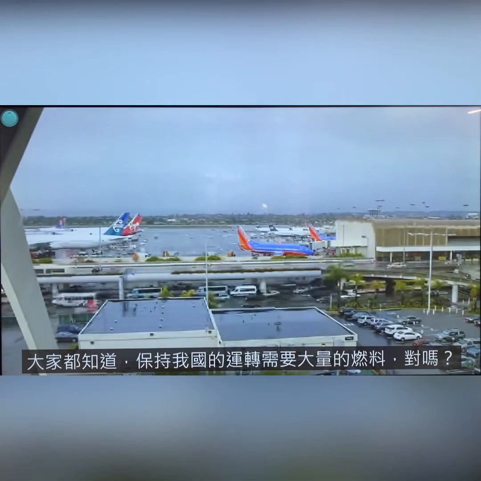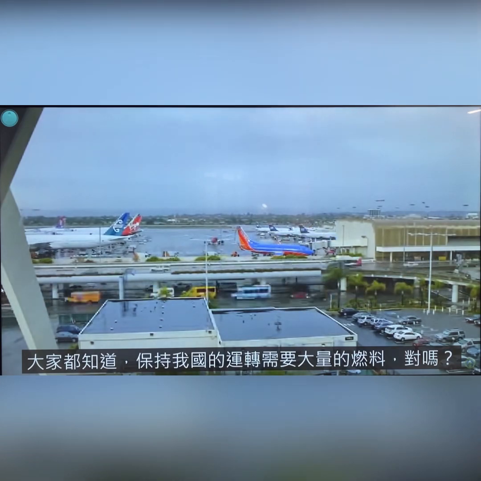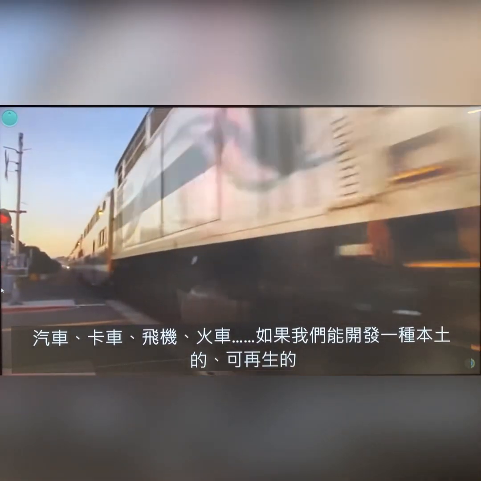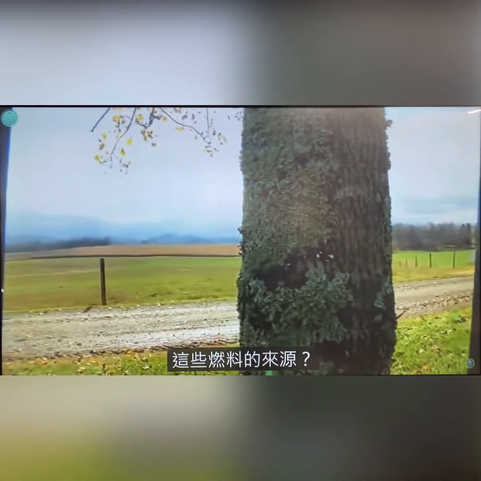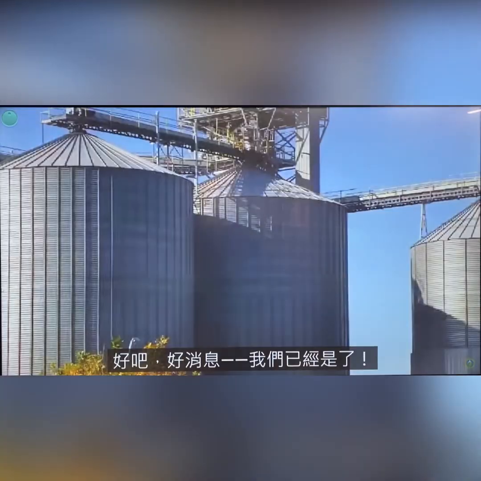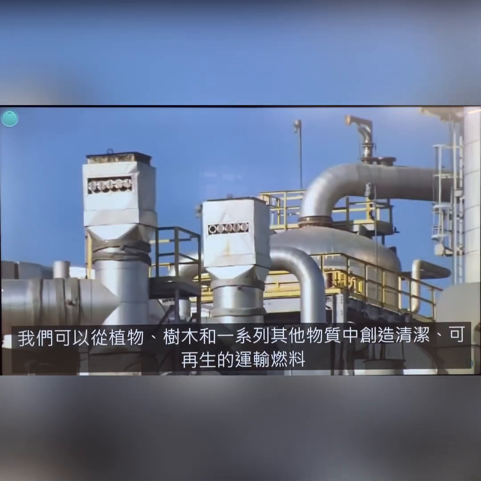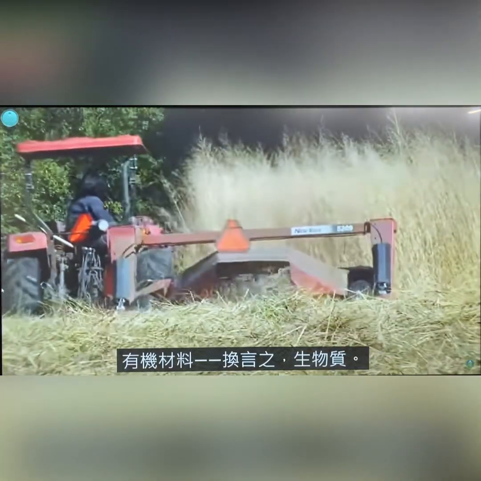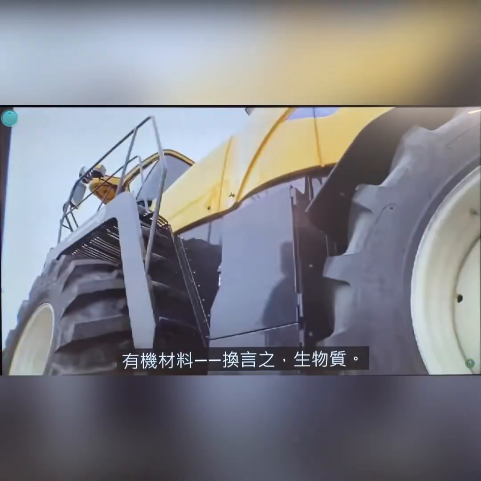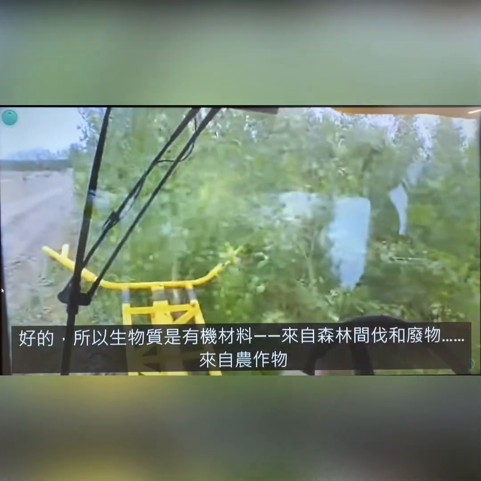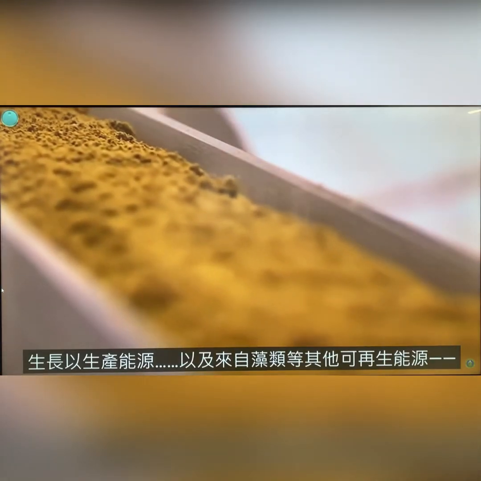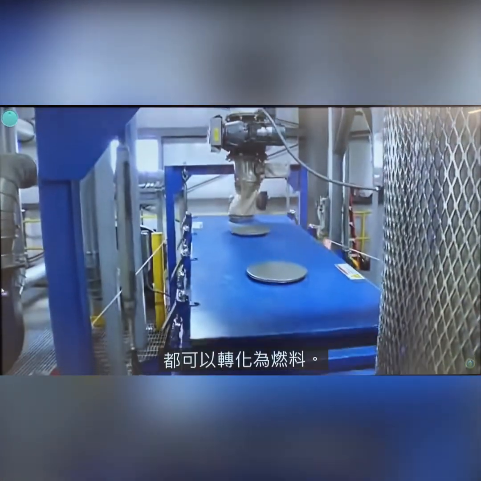We all know that it takes a lot of fuel to keep our country running, right? Cars, trucks, planes, trains. What if we could develop a homegrown renewable source for those fuels? Well, good news, we already are. We can create clean, renewable transportation fuels from plants, trees, and a range of other organic materials. In other words, biomass. Okay, so biomass is organic material from forest thinnings and wastes, from crops grown to produce energy, and from other renewable energy sources like algae that can all be converted into fuels.